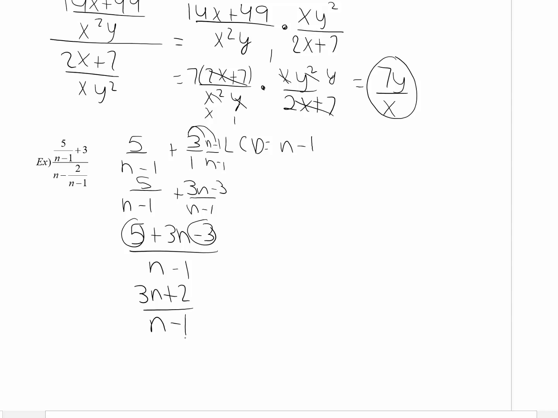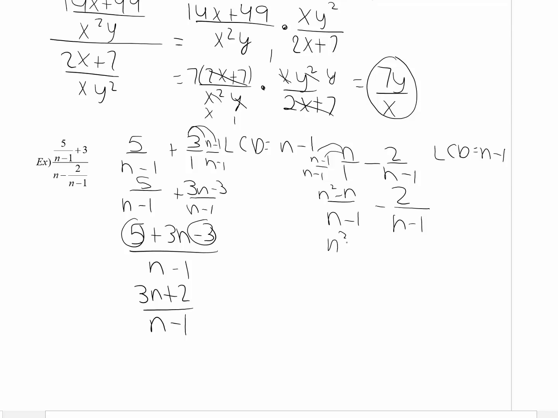Now, let's do the same thing for the denominator. For the n, I'll write it as n over 1. Again, the LCD is n minus 1. So multiply the top and the bottom by n minus 1. So that's n squared minus n. And since the denominators are the same, I'll just bring down the 2. So that gives me n squared minus n minus 2 divided by n minus 1.